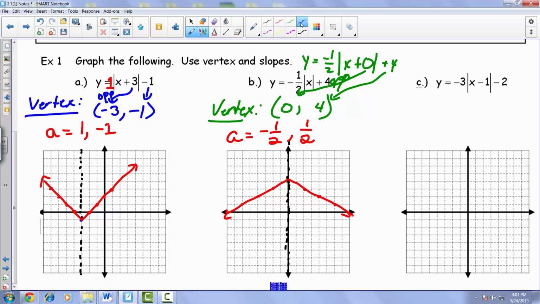Getting to C. For the vertex, we just take the opposite of that -1. So it looks like it comes out to be +1. For our k, we just drop it down just as it is. So it looks like our vertex is happening at 1, -2. So there is our vertex. Again, with that vertex, we have our mirror.